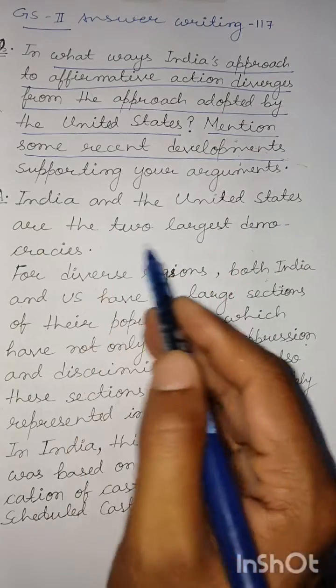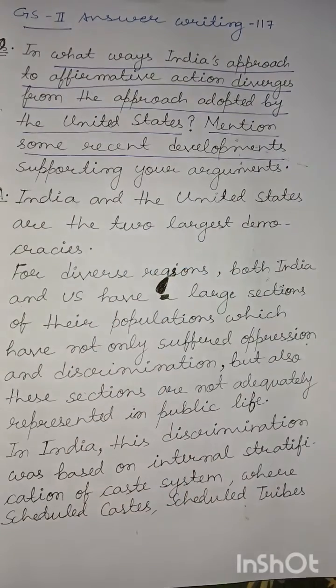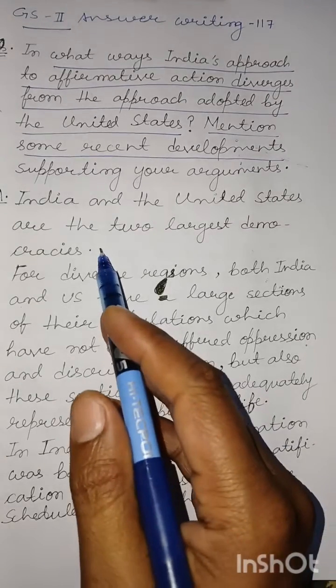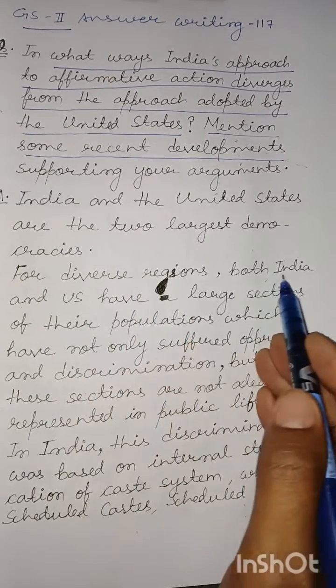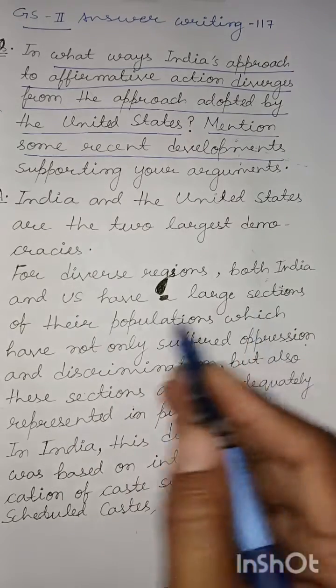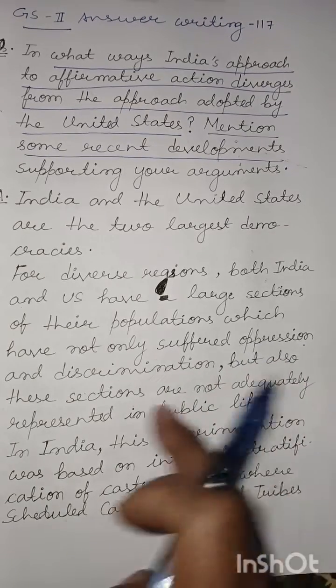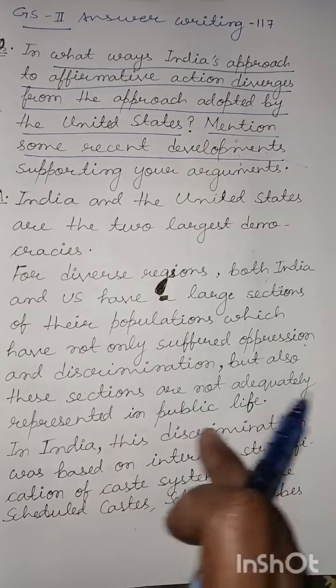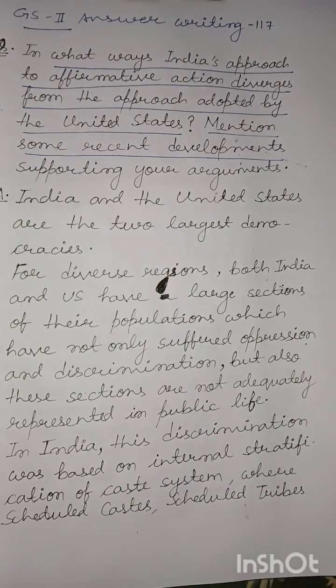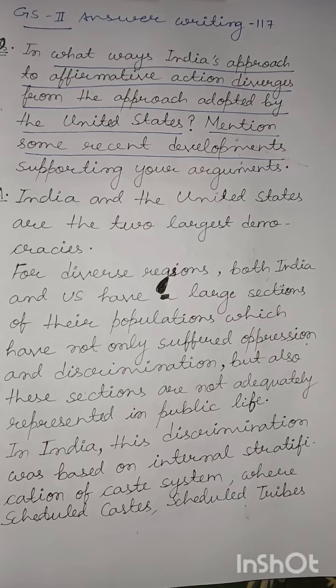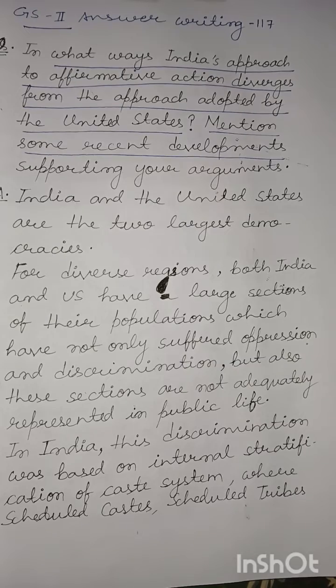India and the United States are the two largest democracies. Again, this observation does not need any argument to support it. For diverse reasons, both India and the US have large sections of their populations which have not only suffered oppression and discrimination, but are also not adequately represented in public life. Again, the point is, there are sections in Indian society as well as in American society which have been historically discriminated against, and due mainly to this discrimination, they are not adequately represented in the public life of these two nations, even till this day.